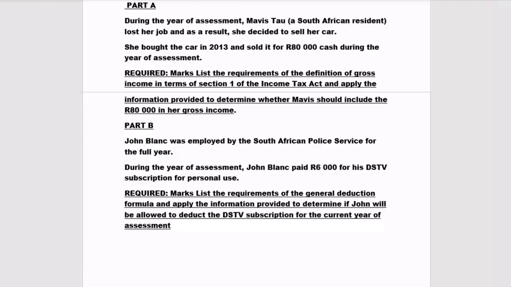Was it in the production of income? That's for personal use, and not in the production of an income. It's a no. Was it during the year of assessment? He paid the amount during the year of assessment, but it's not relevant because it falls under the personal capacity. Not of a capital nature. Paying is not like buying an asset, therefore it is actually not of a capital nature. But the conclusion, which is important, you will just say it's a no. It doesn't meet the general deduction formula.